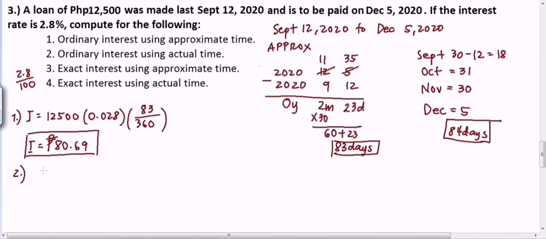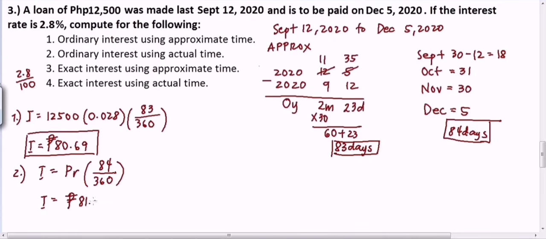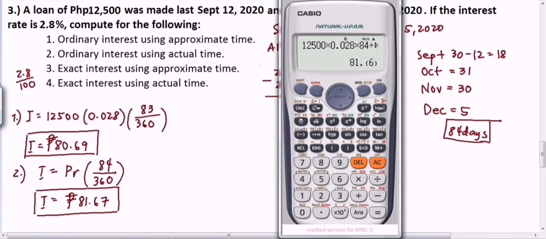Number 2. So, same ng P, R, pero yung T natin, over 360 pa rin, kasi ordinary interest, pero using actual time. So, magiging 84 lang to. Okay? So, i-edit na lang natin yung nasa calcu natin. Since naka-over 360 na to, palitan na lang natin to ng 84. Ayan. So, the answer is 81.66666. So, 81.67. So, laging i-round off sa second decimal place.